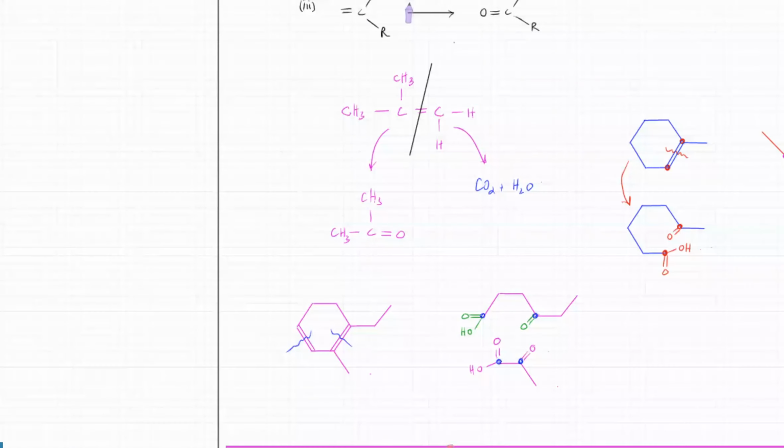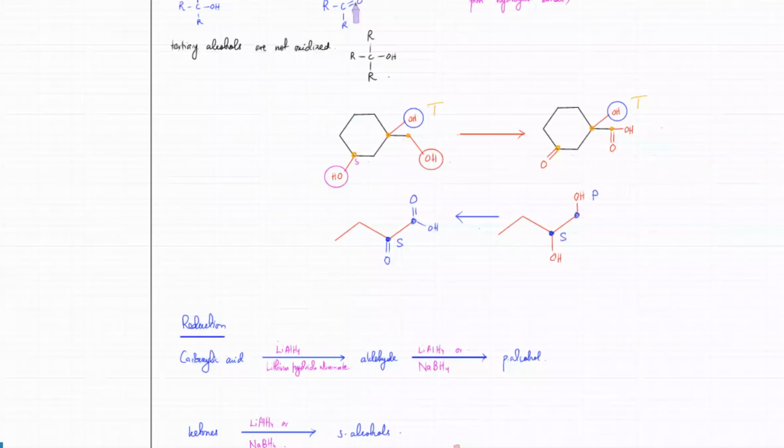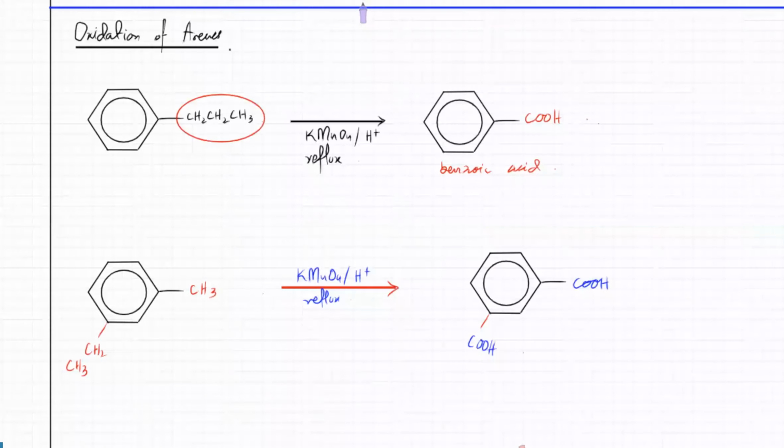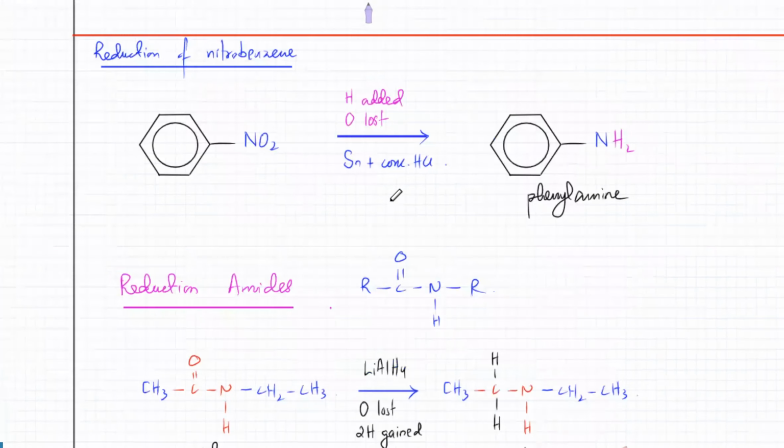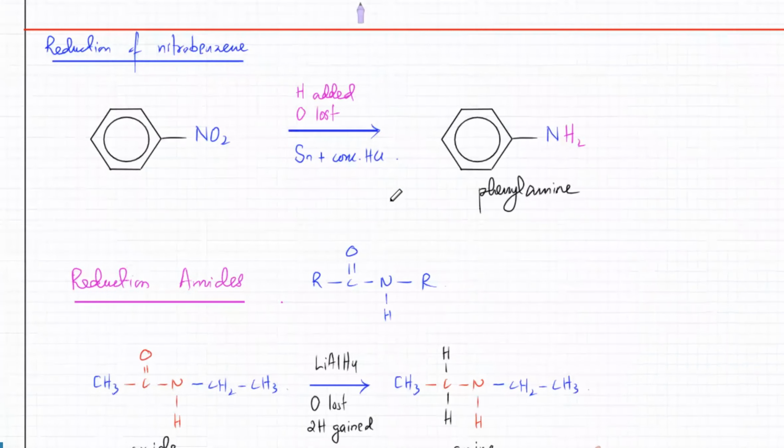Now this one, we did redox, and I talked about oxidation of arenes. I told you that no matter what the carbon chain is, no matter how big or how small the carbon chain is, it simply turns into carboxylic acids. That's it. Just remove the carbon chain, put a carboxylic acid group in its place, and that's the oxidation of arenes. We did the reduction of different nitrogen compounds.